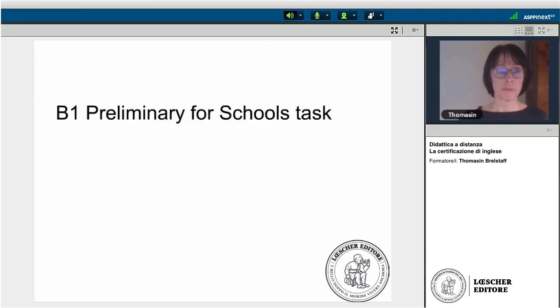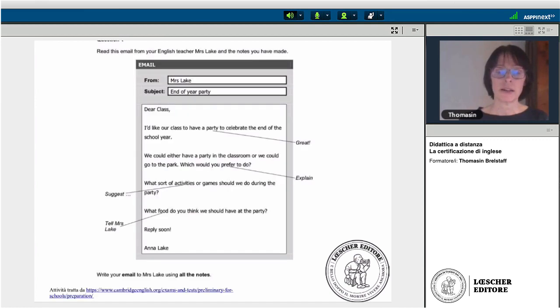Now, moving on from this, I want to have a quick look at the B1 Preliminary for Schools task. These now have a specific format which looks like this. You have an email. In this case, the email is actually from a teacher, and you have written some notes on the email. Here there are four of these little notes, and there's a line pointing to the part of the email that's referred to. Now you need to write an email in reply to this one.